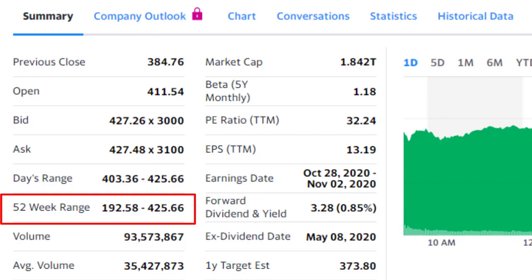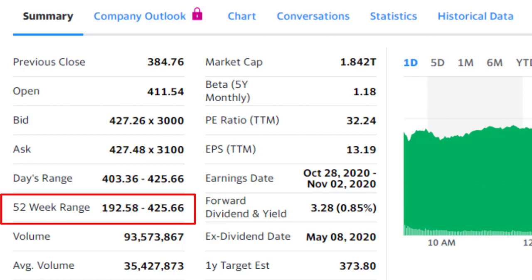This is basically the same as day's range, except it's through the last 52 weeks. In the last year, the lowest Apple stock has traded at was $192.58. In the last year, the highest Apple stock has traded at has been $425.66. This data can be helpful as it shows you where the stock was trading at throughout the year so that you can compare where it is now.